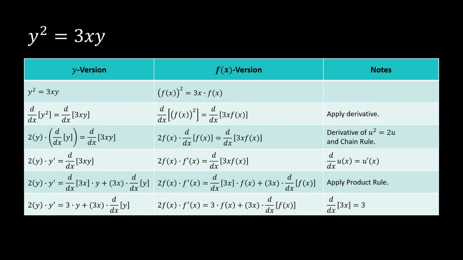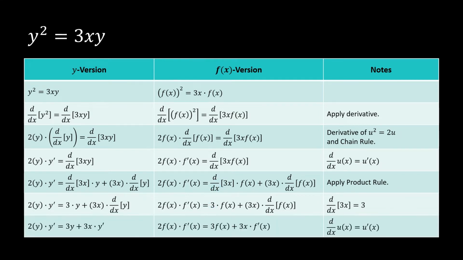Derivative of 3x is just 3, right? So this derivative of 3x becomes 3, and this derivative of 3x becomes 3. And again, the derivative of a dependent variable or derivative of a function is just that prime notation. So the derivative of f of x is f prime of x, versus the derivative of y is y prime. Okay? So this is the process of doing the implicit derivative step.